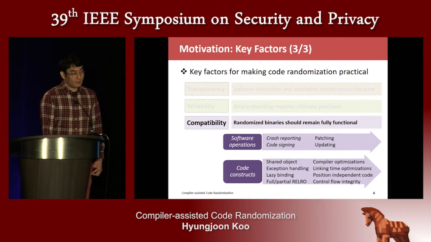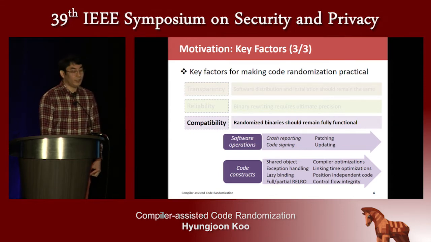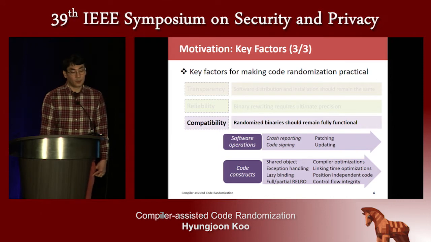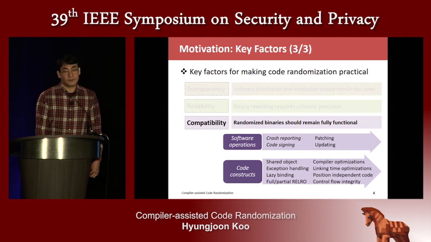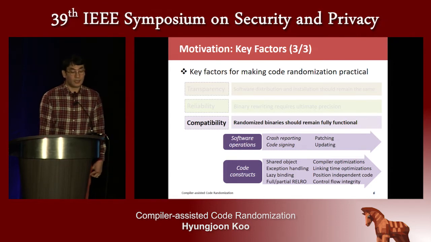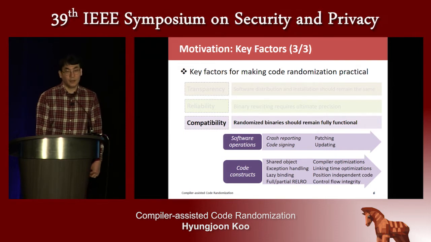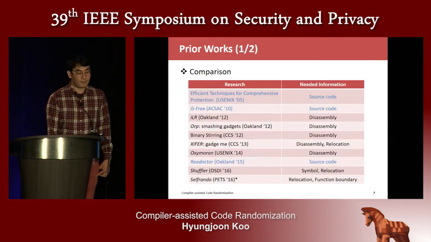The last but not the least factor is compatibility. The randomized binary should be compatible with the existing software operations, like crash reporting, code signing, patching, and updating, and also a variety of code constructs that includes shared objects, exception handling, compiler optimizations, position-independent code, and so forth.